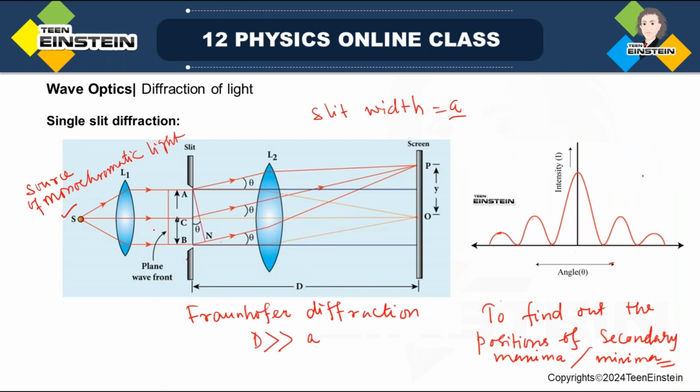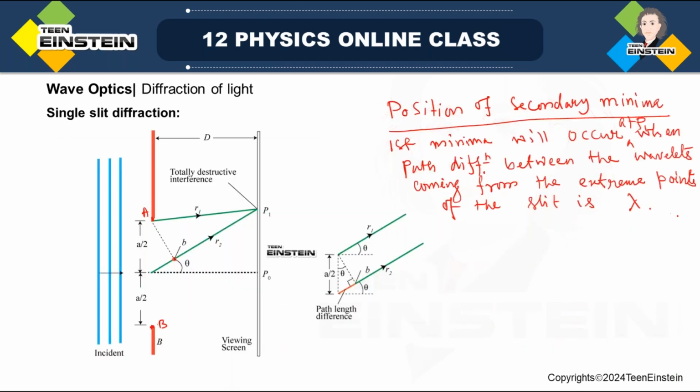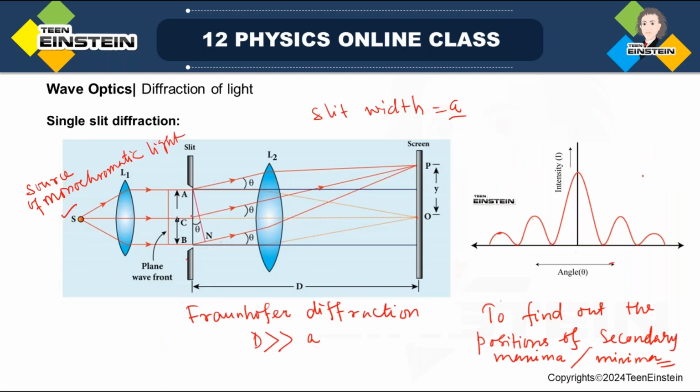Look here. First let me tell you this condition. This is the condition, but how do we justify it? What is the path difference between these extreme points? Let us say this is ray 1, this is ray 2, this is ray 3. All are parallel rays, all at angle theta with the central line. So all are bent at the same angle theta, and they are meeting at P1.